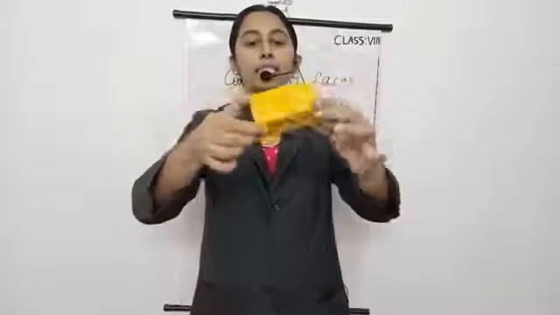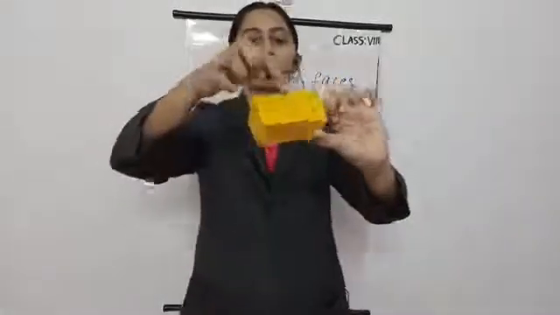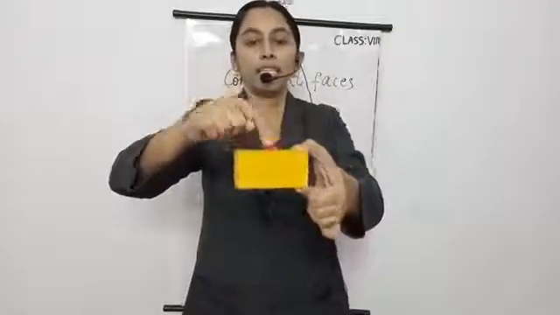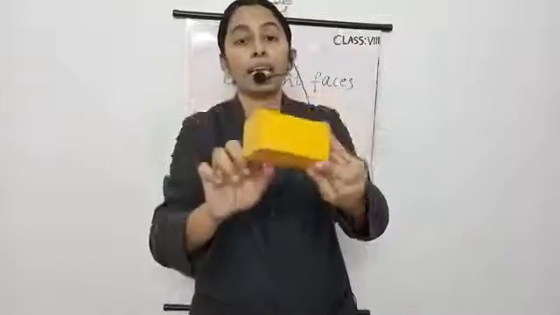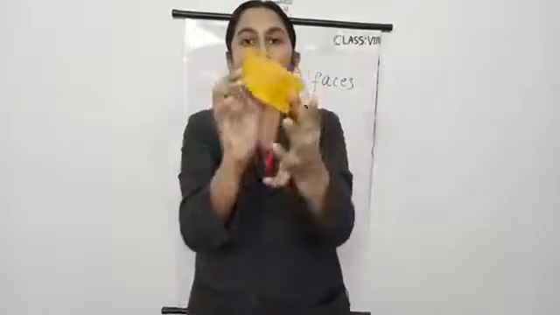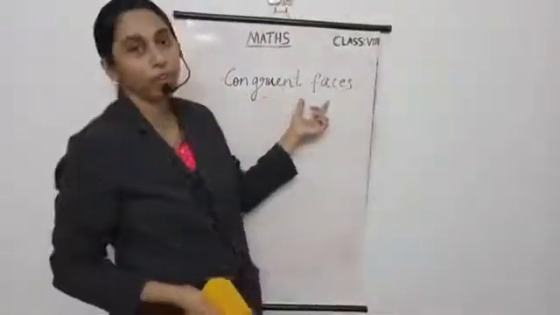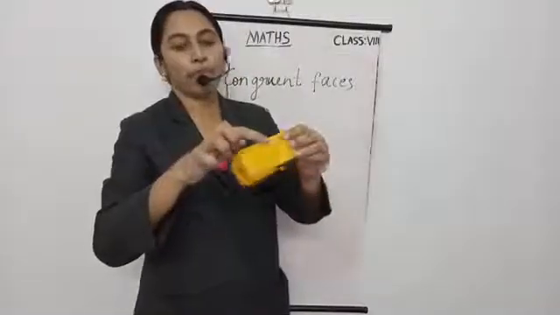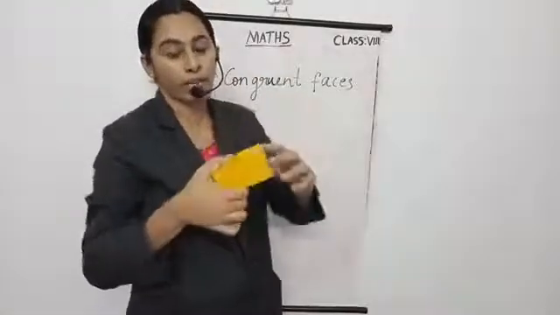Now consider this shape. What is the shape called? This is a cuboid. Now consider the faces of this cuboid. This face and these faces are equal. Equal means identical. These shapes are identical and these two shapes are identical. Then these identical faces are called congruent faces. If two faces of a shape are identical, then they are called congruent faces.